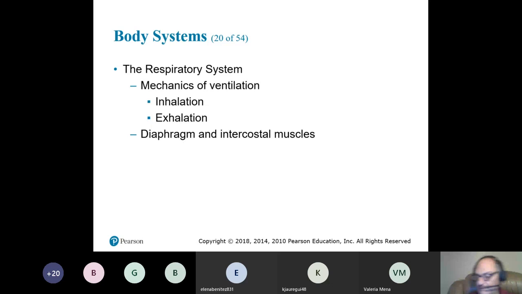So that's going to be an important concept to understand. Active and passive process. Active, the muscles are contracting, the intercostal muscles and the diaphragm, creating a negative pressure, so the positive pressure from the outside is going in. Exhalation is a passive process. Now you have a positive pressure on the inside, negative pressure on the outside, and so the air is going to go from the lungs to the outside. Okay?